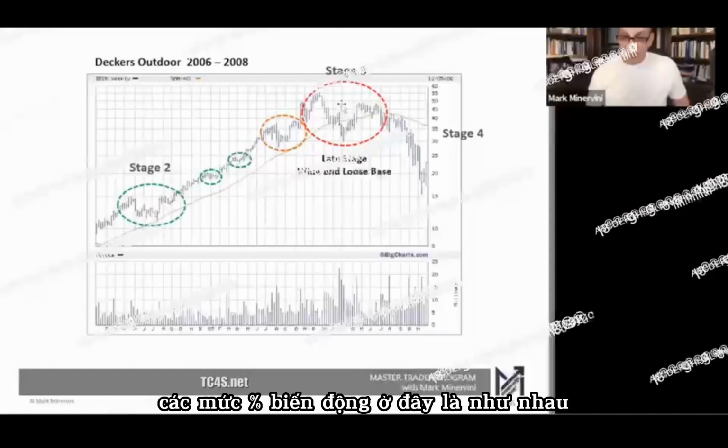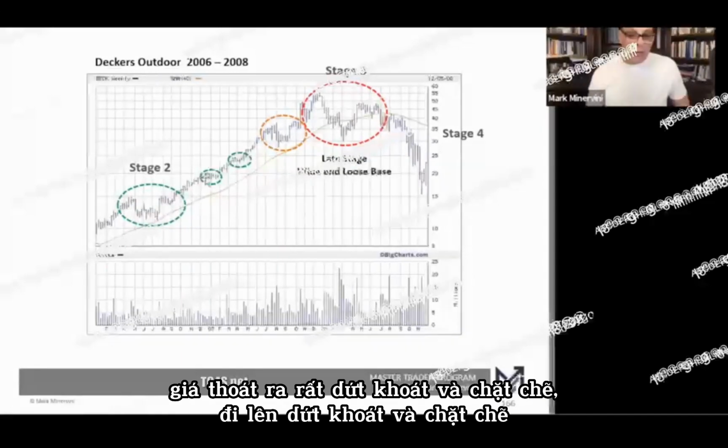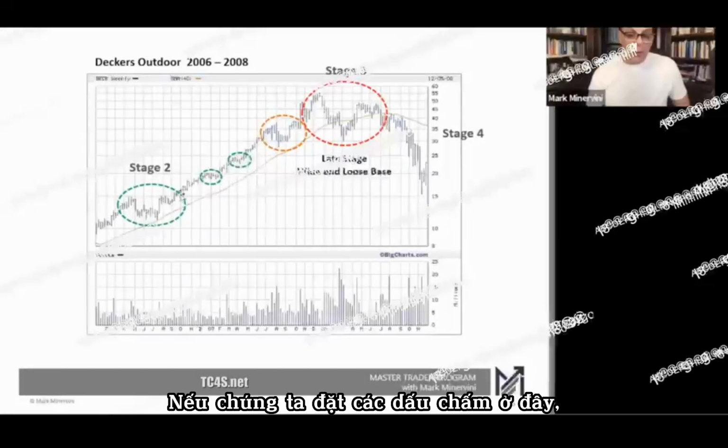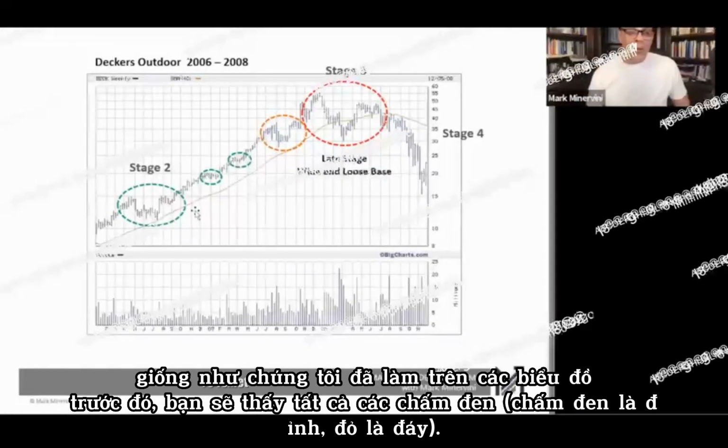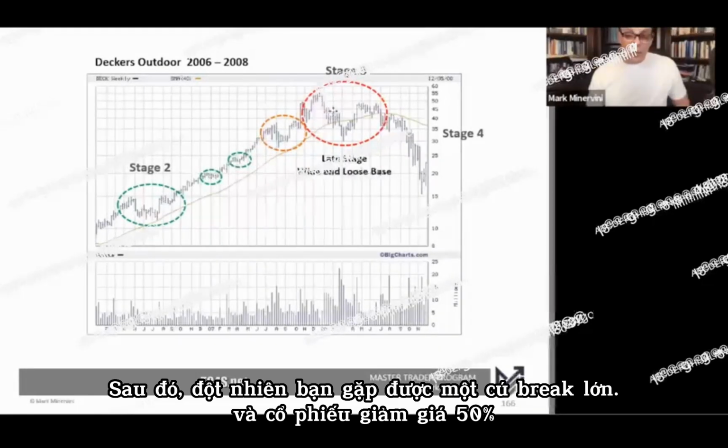So the moves percentage-wise are the same. So now you can see pretty big base here, right? But comes out nice and tight, moves up nice and tight. If we were to put those dots on here like we did on those previous charts, you'd see all black dots. These are all new highs, all-time highs. Then suddenly you get the big break.